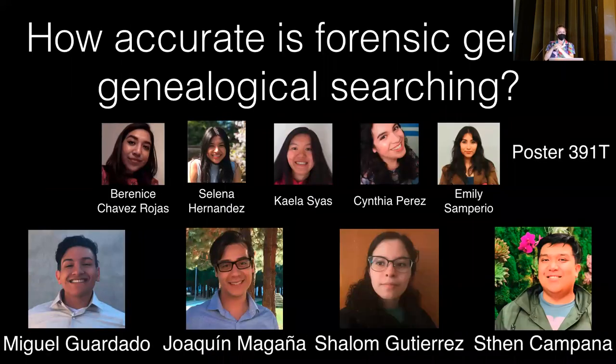Another project that students in the lab have been working on is trying to quantify the accuracy of forensic genetic genealogical searching, which is a fairly new technology where you identify a distant cousin of the person you're looking for, then create the genealogical tree and try to identify the person you're seeking. Again, many students contributed to this project over the years. Miguel and Joaquin, I think, is not here anymore, but Miguel, Shalom, and Sten, can you please stand? The three of them presented a poster on this project last night. And again, if you didn't get to see it, I invite you to talk with them later today.